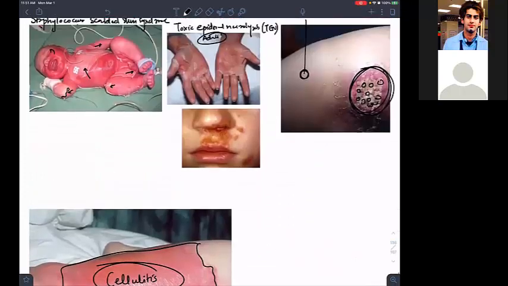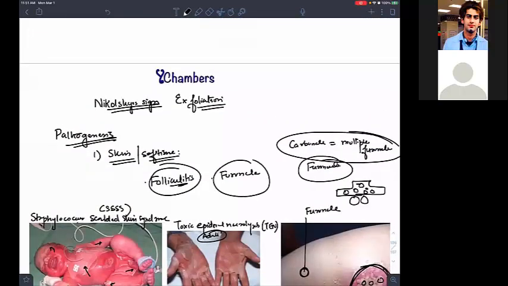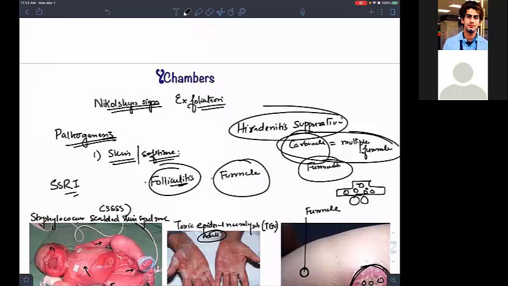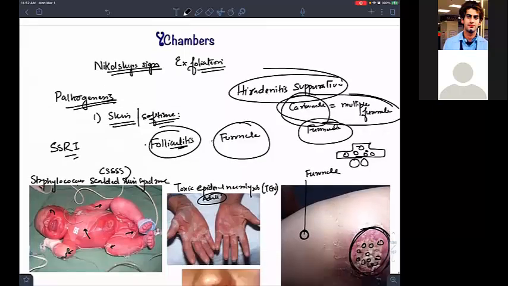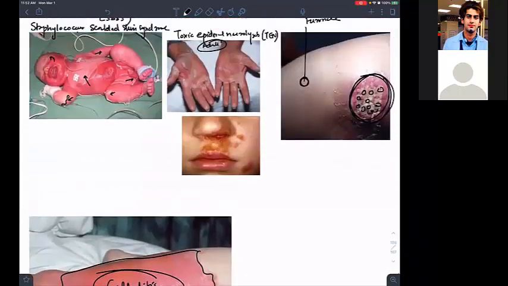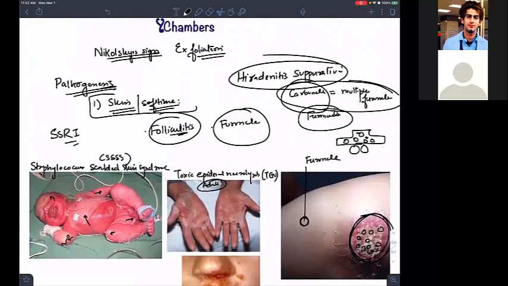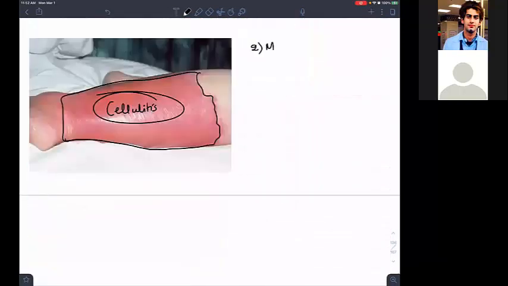So which infections can it cause in the skin? Folliculitis, furuncle, carbuncle, cellulitis, impetigo, mastitis, and any surgical site infection also. Please write SSI. SSI means surgical site infection, a wound infection. And it can also cause hidradenitis suppurativa. Okay, let us go to the other system, that is the musculoskeletal. What infections can it cause in the musculoskeletal system? This was about the skin. Let us go into the musculoskeletal infections.